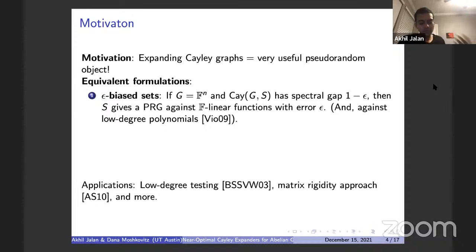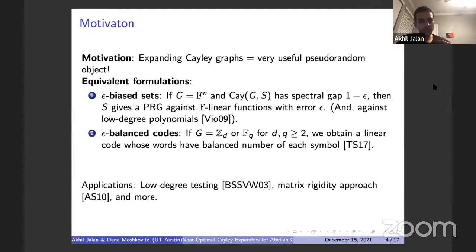In pseudorandomness, we're interested in de-randomizing various stronger and stronger models of computation. And so fooling linear functions is a very natural place to start. It turns out that even against low degree polynomials, the best pseudorandom generators we have are basically built by taking XORs of these pseudorandom generators against linear functions.